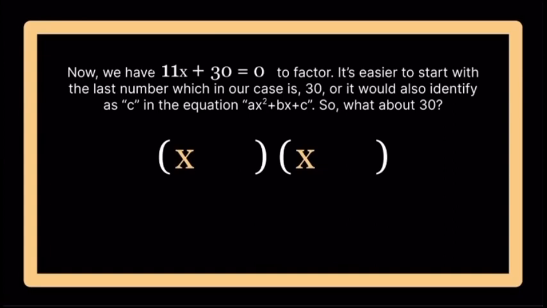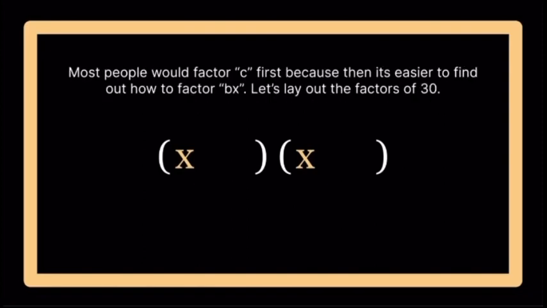It's easier to start with the last number, which in our case is 30, or it would also identify as c in the equation ax squared plus bx plus c. So what about 30? Most people will factor 30 first, because then it's easier to find out how to factor bx. Let's lay out the factors of 30.